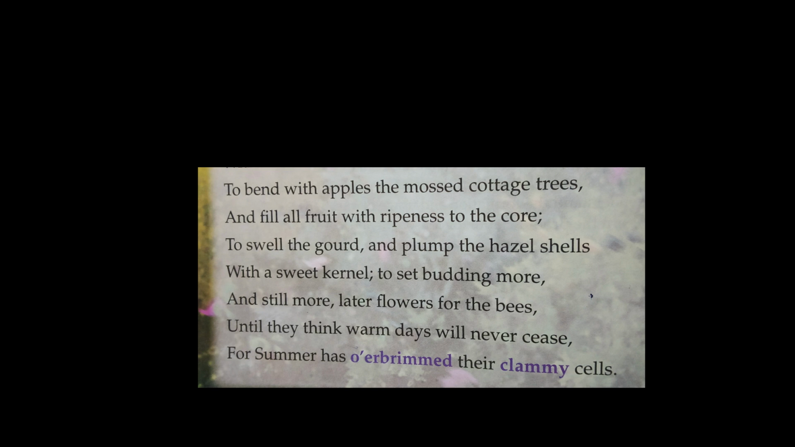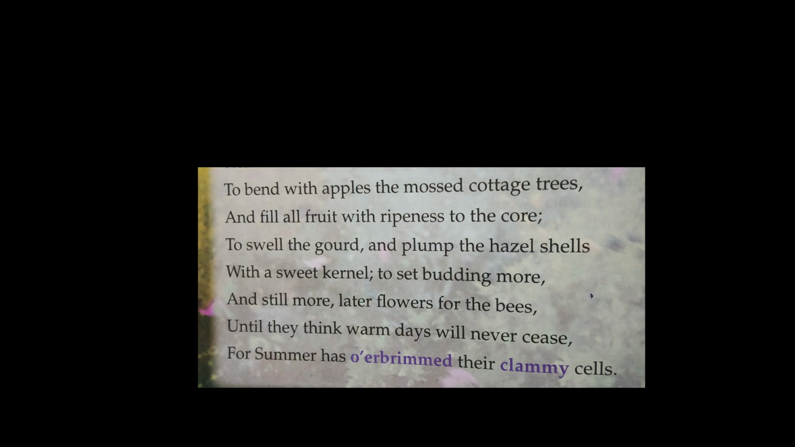Then he goes on to say, to set budding more and still more. So that budding, the beginning stage of a flower, later blooms and becomes a flower. For whom? For the bees. So the poet says that the season and the sun are conspiring to produce more flowers for the bees until they think warm days will never cease. That is, till the warm days will never get over.